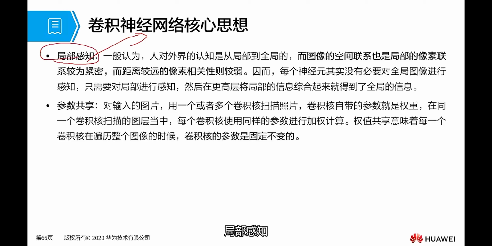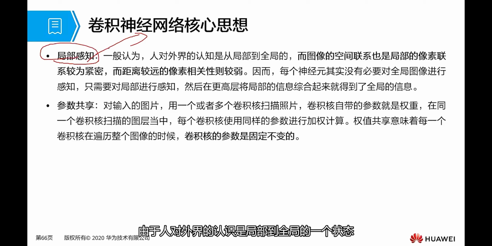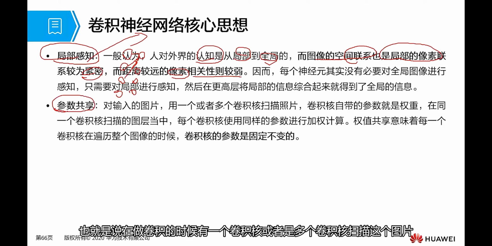First, let's look at the first feature, local perception. Human understanding of the external world goes from local to global, that is to say the spatial connection of an image is based on local pixel connections, which are quite close, while the correlation of pixels far apart is relatively weak. Based on this, our network presents a local perception state. In other words, the first hidden layer is only locally connected to the next layer, without achieving full connectivity. This is a structural characteristic of it.